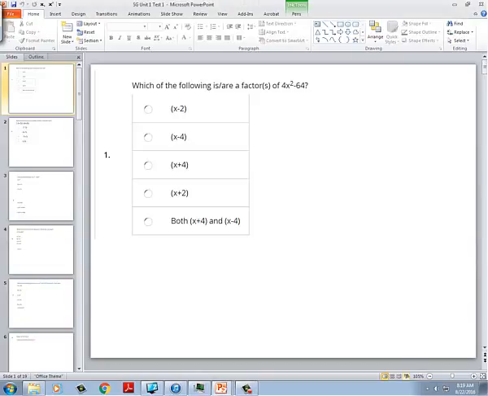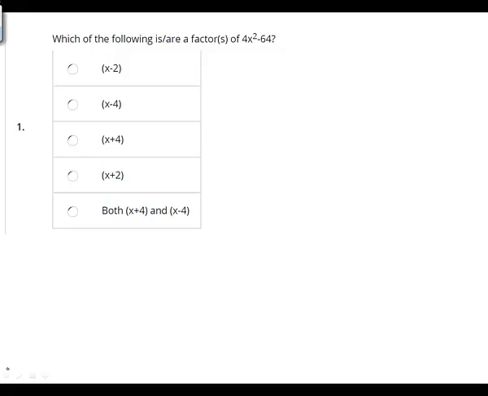19. Do you want me to start with number 1, or do you guys want to tell me which ones you want to do? Start with number 1. Okay.